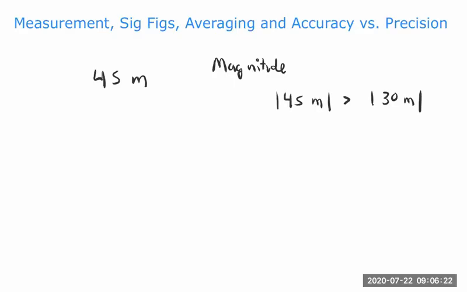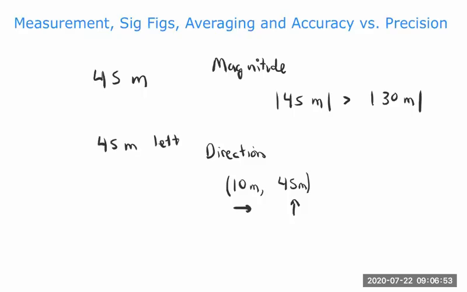So another thing that you can communicate with numbers is direction. So for example, you might have seen in your math class that you could write a vector like 10 meters, 45 meters, where the first part is saying how far you're going to the right, and the second part is saying how far you're going up. In physics, we're generally going to write the direction in words. So if this quantity had a direction, we might say 45 meters to the left. Right now, we're not going to focus on direction, but that's going to be important later on.